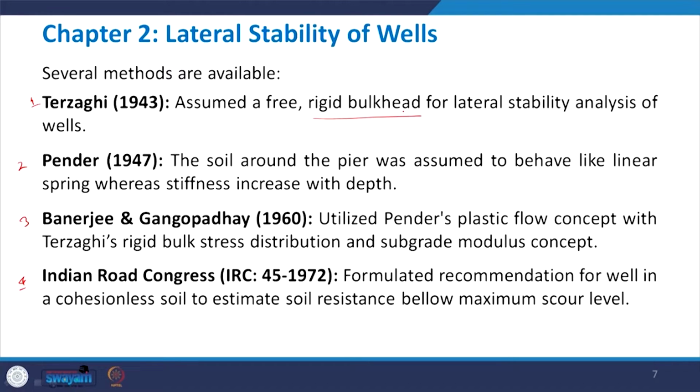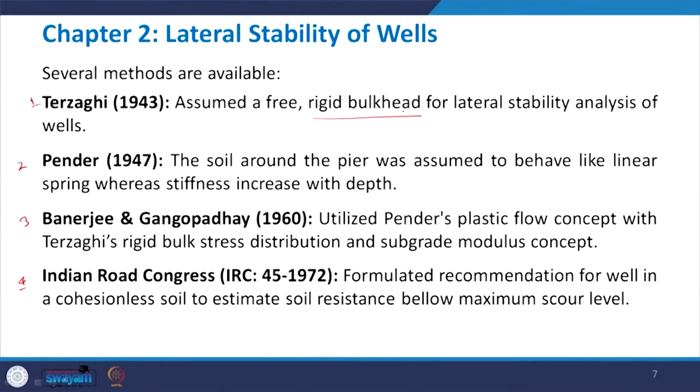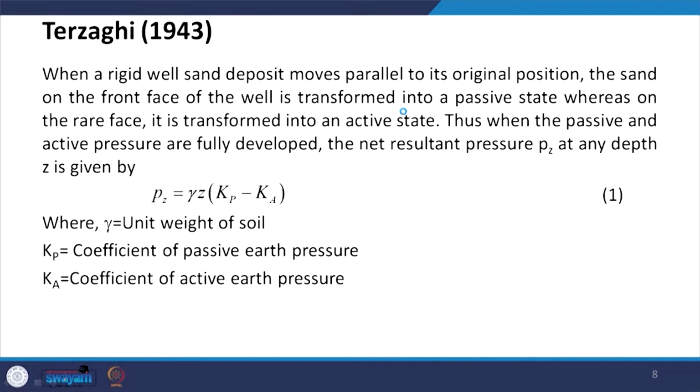In Pender's analysis, the soil around the pier was assumed to behave like linear springs, where stiffness increased with depth. So, rather than assuming a constant, they replaced the soil with springs. Next, Banerjee and Gangopadhyay utilized Pender's plastic flow concept along with Terzaghi's rigid bulkhead stress distribution and subgrade modulus concept. Then Indian Road Congress formulated recommendations for piles in cohesionless soil to estimate soil resistance below maximum scour depth. So, let us start from Terzaghi's theory and then we will talk about IRC.